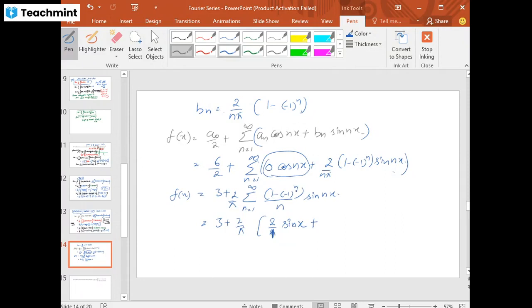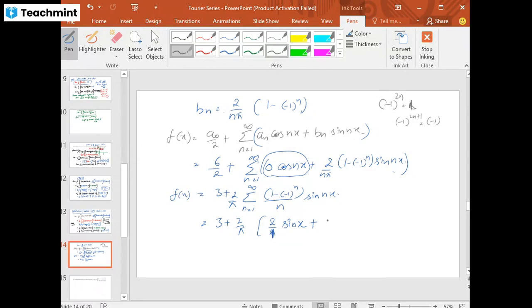But when I put n equal to 2, that is an even number. So we know that minus 1 raised to the power of an even number is always equal to 1, and minus 1 raised to the power of an odd number, its value is minus 1. So for odd values of n, its value is 2, and for even values it is 0, right?